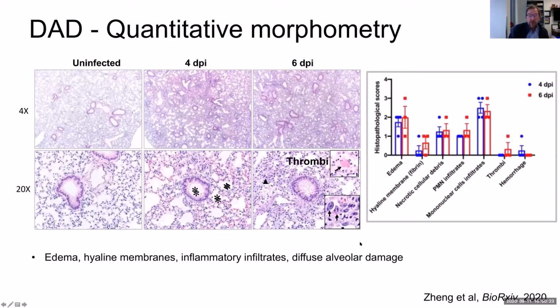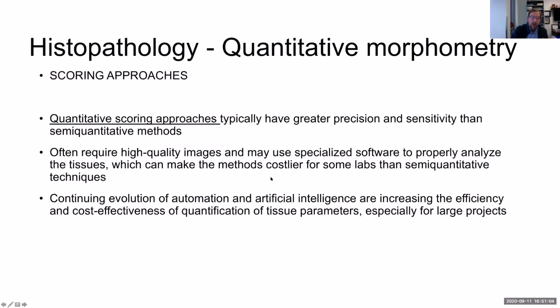And so this shows an example from the K18 mice where there's diffuse alveolar damage over the course of the infection. It may be kind of hard to see, but these asterisks are over areas where there's edema or hyaline membrane formation. There's a variety of cellular infiltrates and debris and dying cells. And then on the right here is an example of some histopathological scoring at 4 and 6 days post-infection.